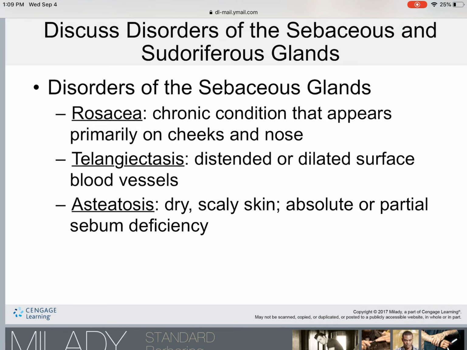Asteatosis is dry, scaly skin, absolute or partial sebum deficiency. It can be a result of old age, exposure to cold or alkalis, or bodily disorders. Steatoma.